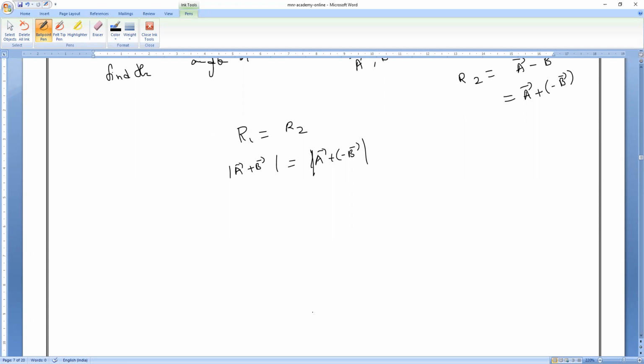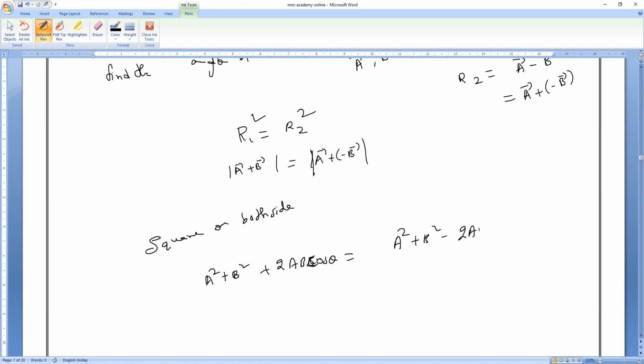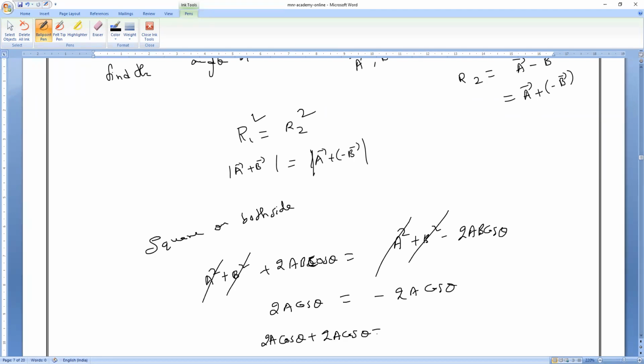So we all know this is R1 squared. Let me square on both the sides. So squaring on both the sides, it will become R1 square and this is R2 square. Then the R1 square formula is A square plus B square plus 2AB cos theta, which equals here A square plus B square minus 2AB cos theta. So A square, B square will get cancelled. So we'll get 2AB cos theta equals minus 2AB cos theta. Now, minus 2AB I will bring to this side. It will become 2AB cos theta plus 2AB cos theta, which equals 0.